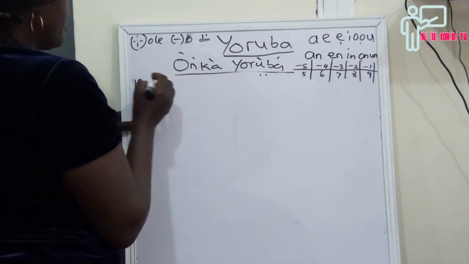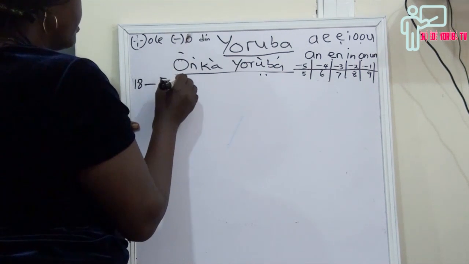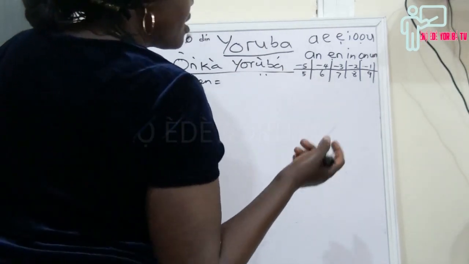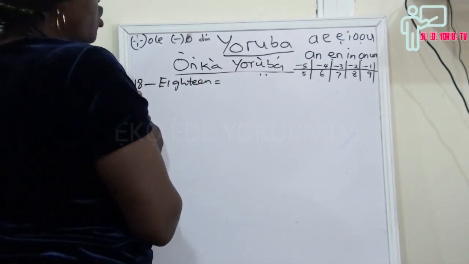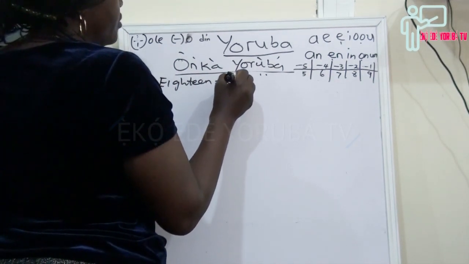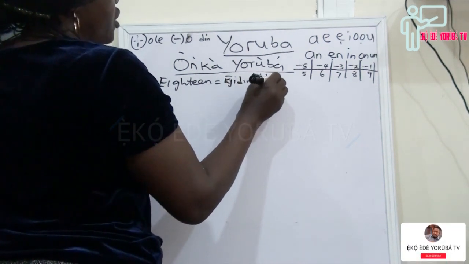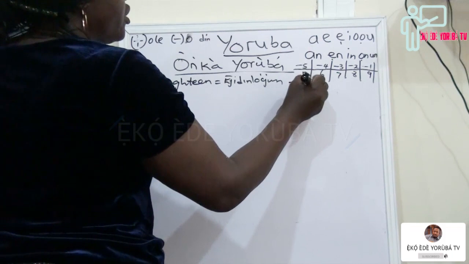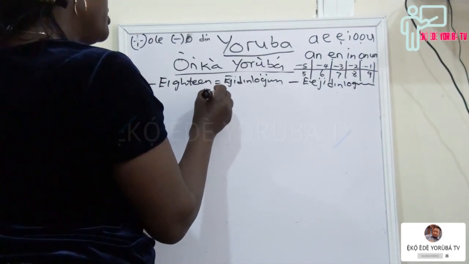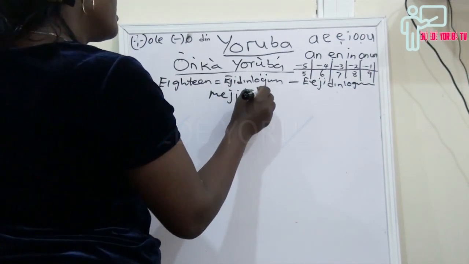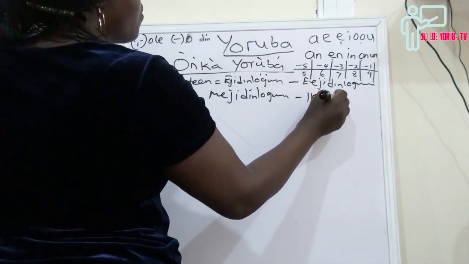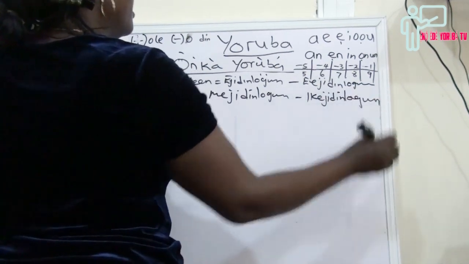So you can say 18. That is, I've said that 2 minus 20. So you can also say èjìdínlógún. Èjìdínlógún. Méjìdínlógún. Ìkejìdínlógún.